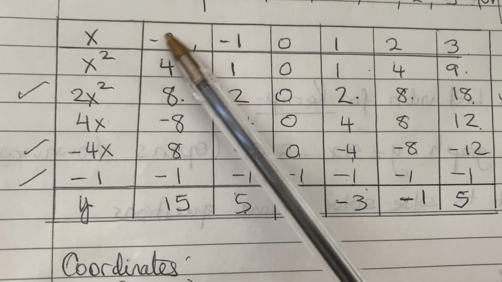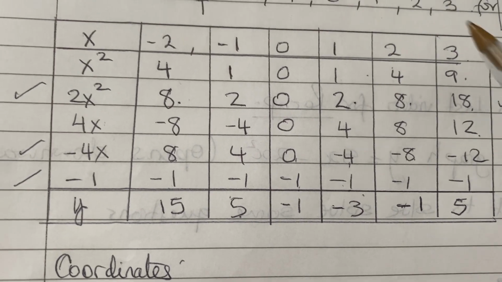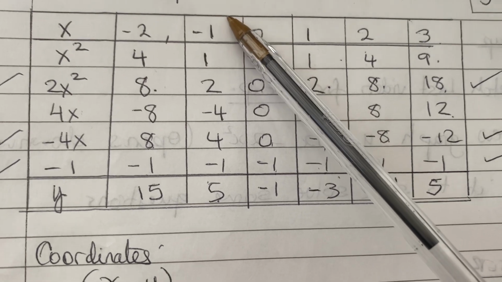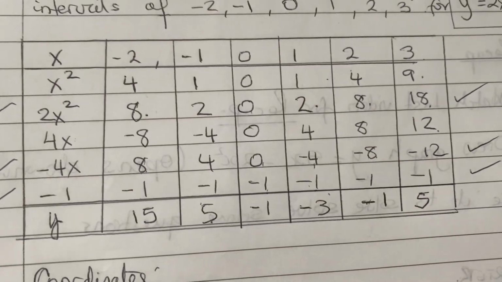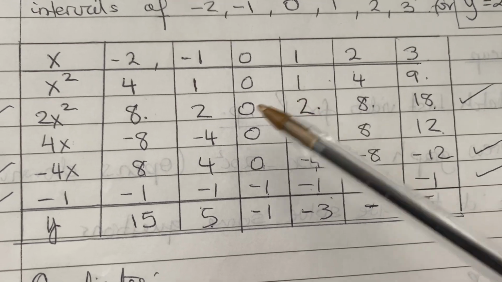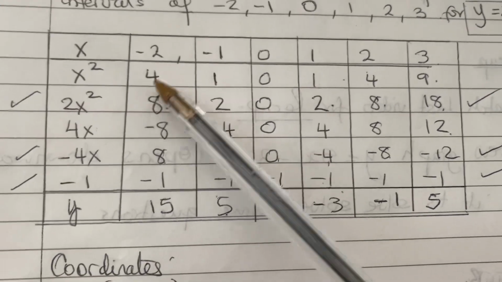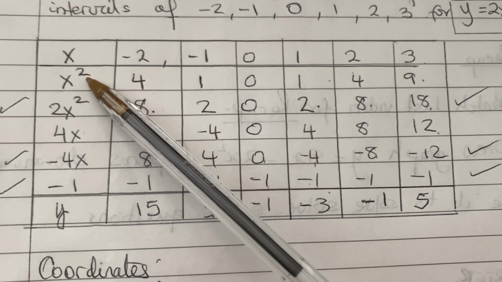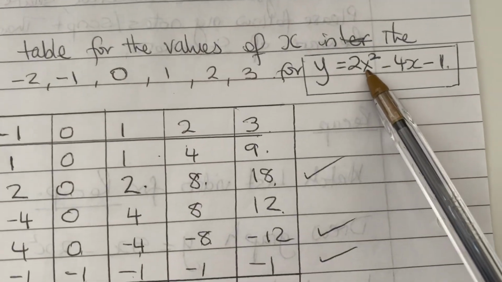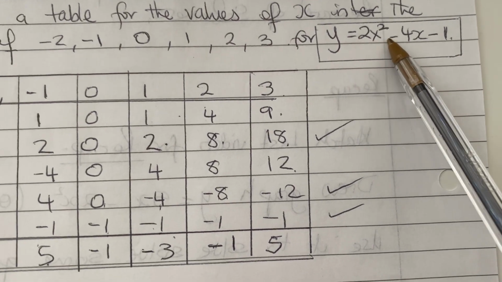So we are not going to do -3 to 4. They've given us the interval. Assuming they didn't give us the interval, then we would choose a reasonable interval. But they've given it to us, so we'll stick to it. Now we need to do x squared, because the equation has 2x squared, so we'll do x squared and then we'll multiply by 2.